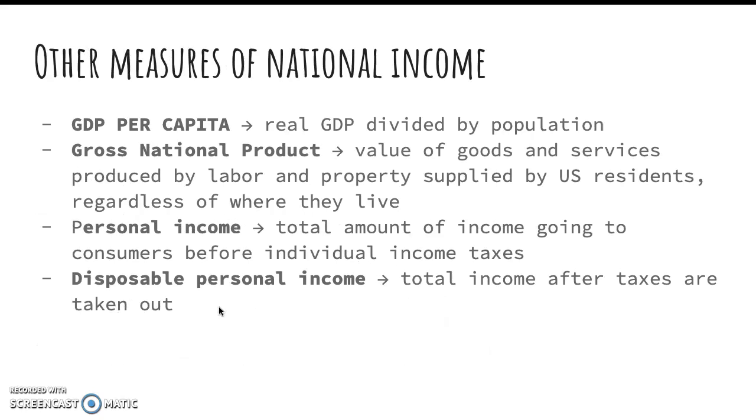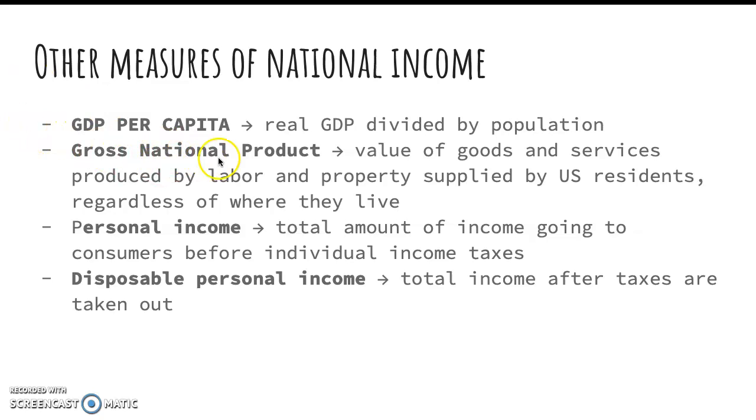There are some other important measures that I want to get into as well that help economists understand national income and growth. So one is GDP per capita. This is when real GDP is divided by a population. So you get to see more of a standard of living when we look at GDP per capita. How much money is each person kind of generating or benefiting from?